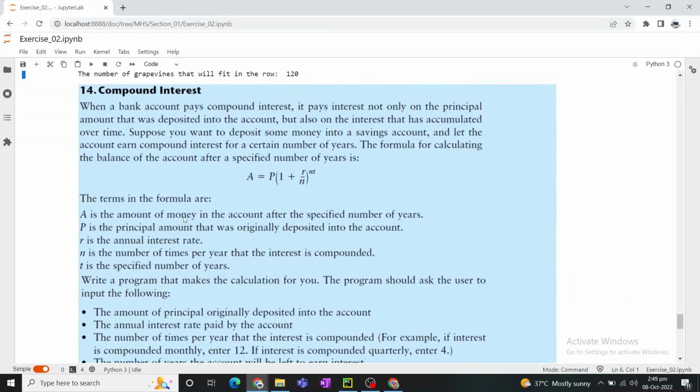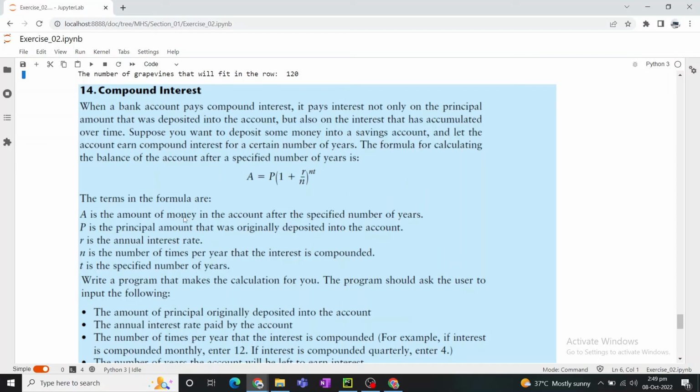Okay, so let's move to the next question, that is compound interest, and it's very interesting for the people who are on the insurance side or the finance side or in financial management, or even who are forecasting the investment that they have made, or have taken some policy at a compound interest rate. So over here, here is a bank. When a bank account pays compound interest, it pays interest not only on the principal amount that was deposited into the account, but also on interest that has accumulated over time.